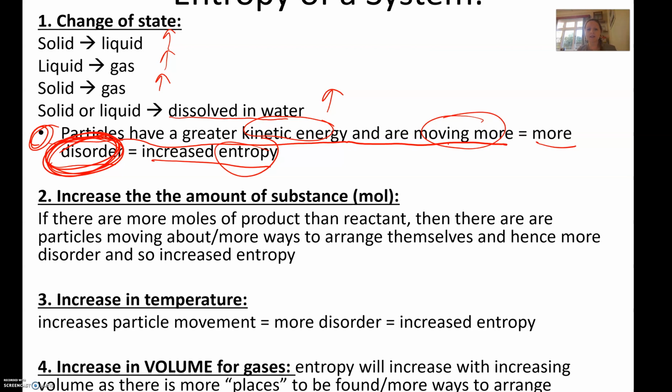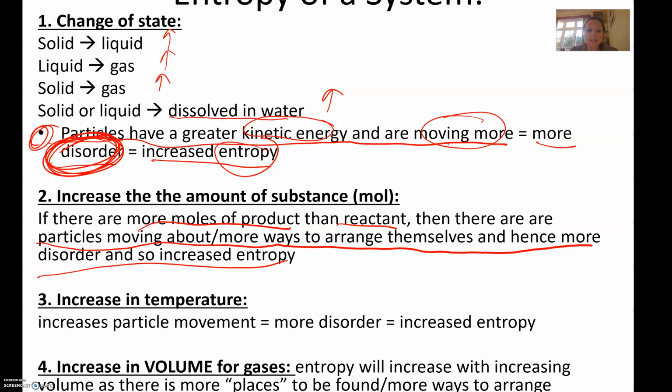Okay, so the second thing that we discuss when we're looking at entropy of the system is the number of particles, the number of moles of particles. If there are more moles of product than reactants, then there are more particles moving about, which means there are more ways to arrange themselves. So literally more particles means more chaos and disorder, and that means entropy increases. So that's the second thing.